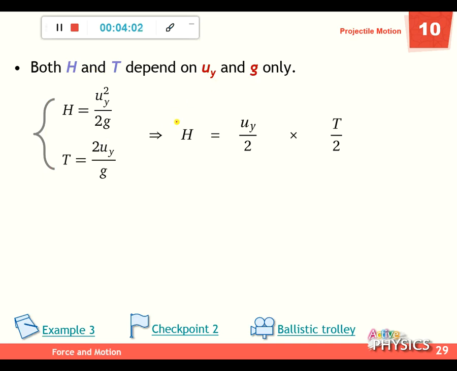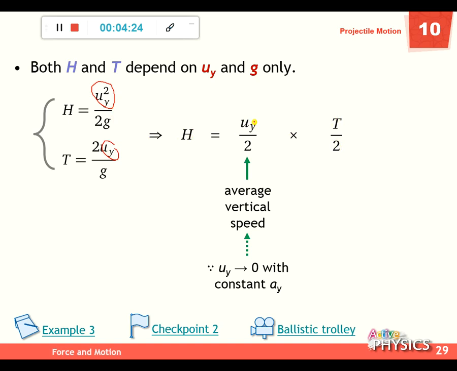Then, look at this. For h, we have uy squared. For t, we have uy. Like that. And also, you can rearrange the terms. You can see this one: maximum height depends on the time and also the Vy. Vy over 2 will be the average vertical speed, as Vy tends to 0 with a constant a over t. This one just gives you certain information. You can negate this part.